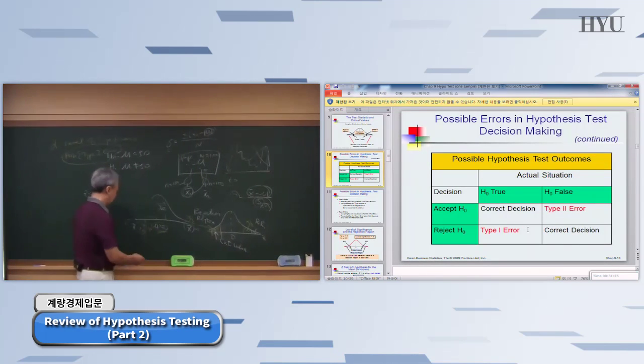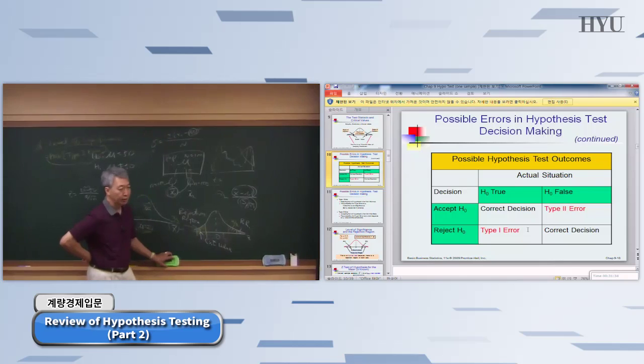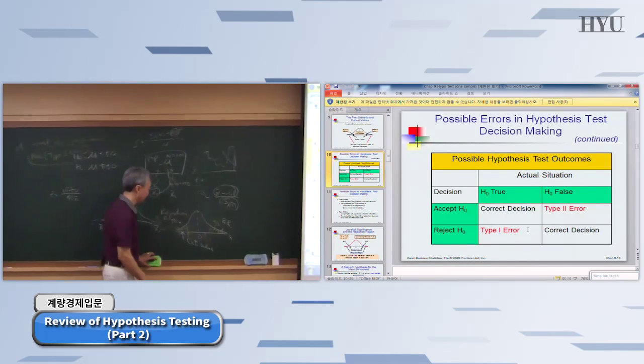Well, what if your test statistic actually came here? Then what is your decision? What is your decision, Hyunwoo? You're thinking of something else, right?